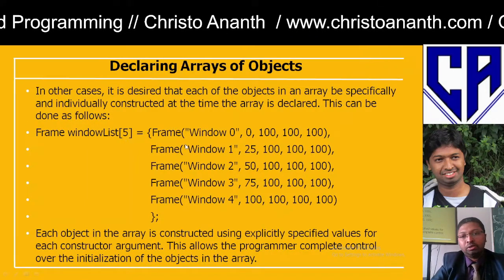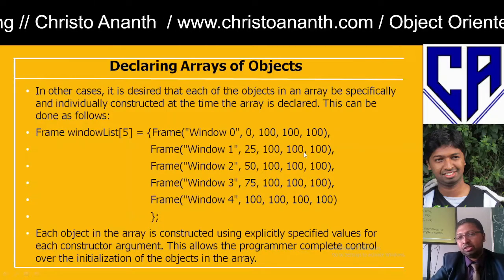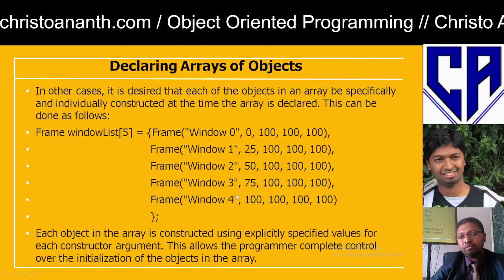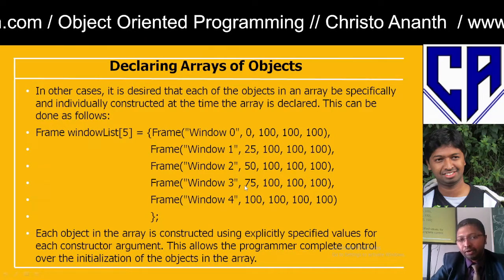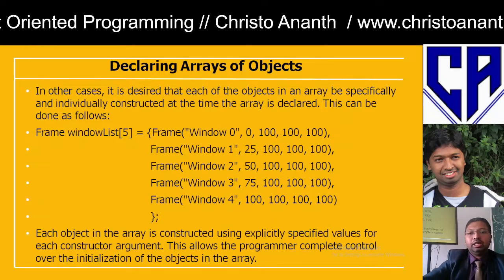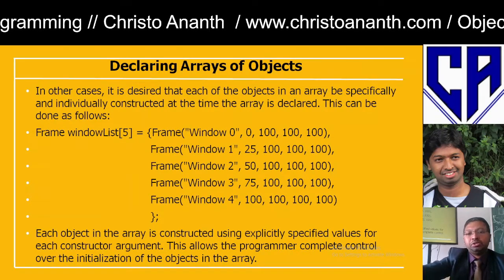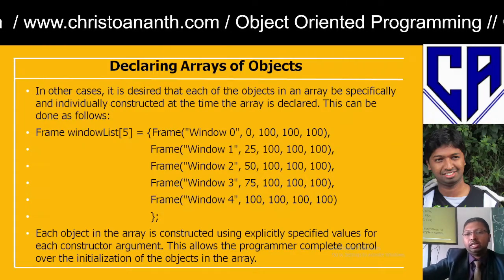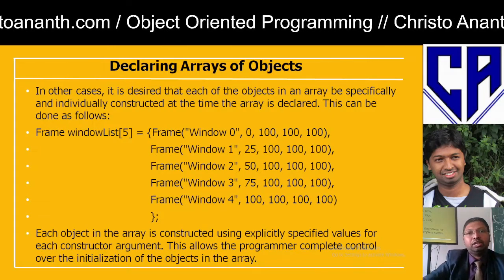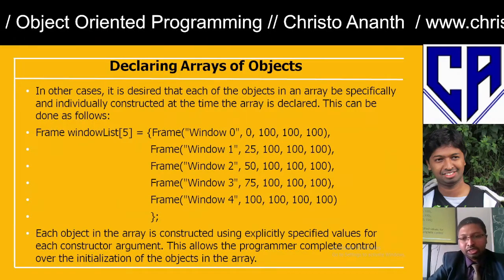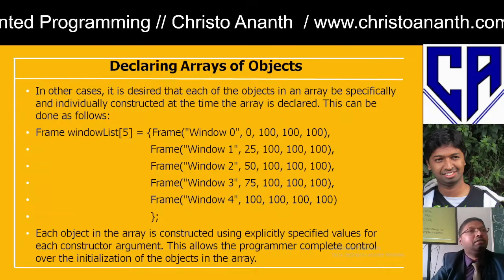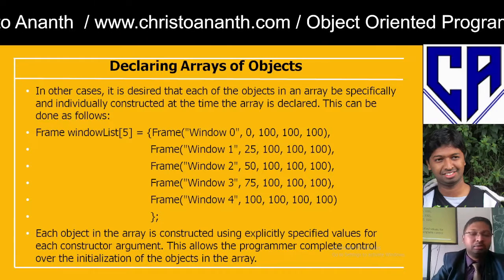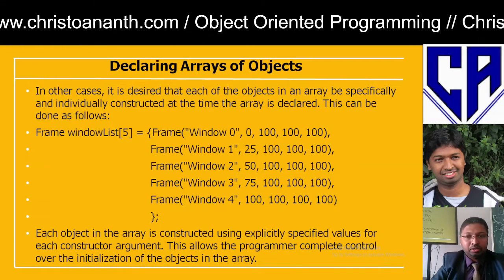Frame window list of 5 equal to frame window 0. You are specifying 0, 100, 100, 100. Similarly, frame window 1, frame window 2, frame window 3, frame window 4. So you are explicitly defining a window list. Here there are individual objects window 0, window 1, window 2, window 3, window 4, and for each of them you specify 0, 100, 100. Similarly 25, 50, 75, 100. We are specifying for each of them. Generally we will have very easy programming as well. You can very easily initialize the objects in an array also.